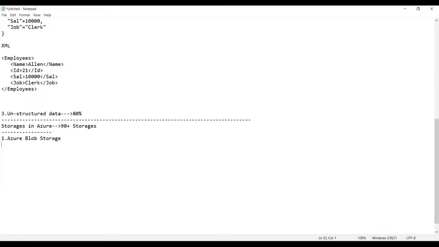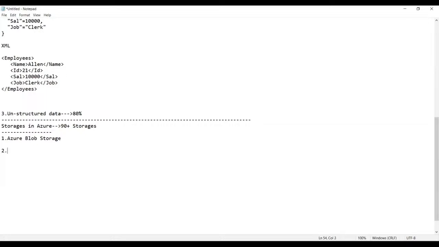Azure Blob Storage. And the second one, what is it you have? The first one is the Azure Blob Storage. Blob stands for what, guys? Binary large object. All of you okay? Am I audible, guys? Yes, sir. You are audible. So blob stands for binary large object.